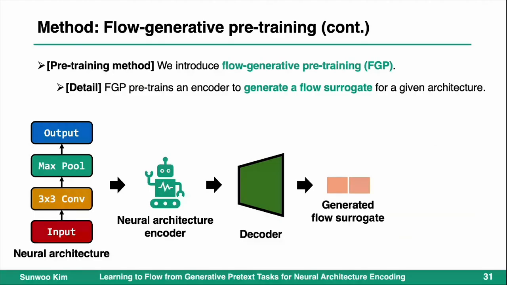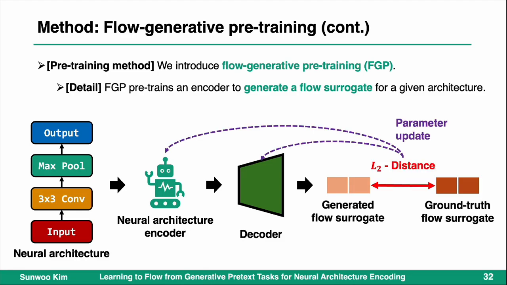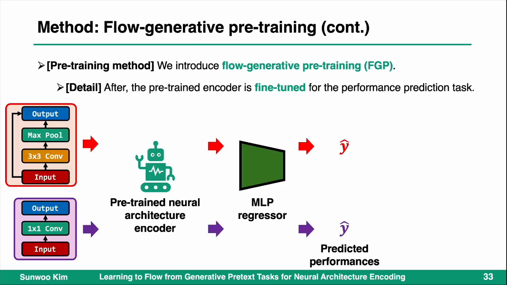We now introduce our flow generative pre-training called FGP. FGP pre-trains an encoder to generate a flow surrogate for a given architecture. Here, an architecture is being fed into the encoder and decoder, then becomes the flow surrogate. The L2 distance is being computed between the generated and ground truth flow surrogates, and based on this loss, parameters of encoder and decoder are updated.